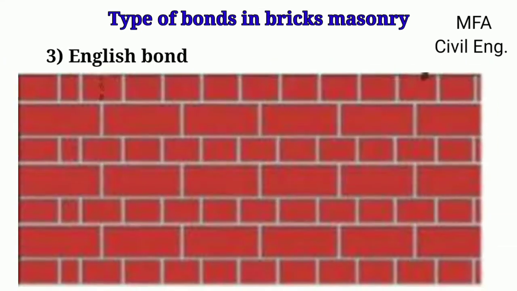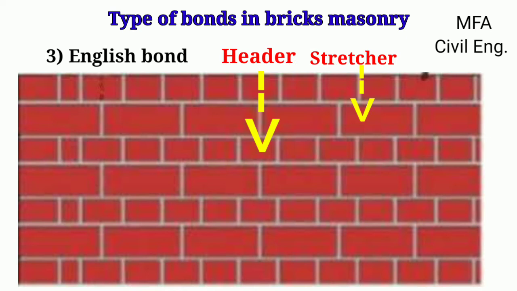English bond is the most common and popular bond, and it is used for thick walls ranging from 20 cm and above. It consists of an equal balancing of headers and stretchers in the wall. That is, the headers and stretchers are arranged in alternate courses.